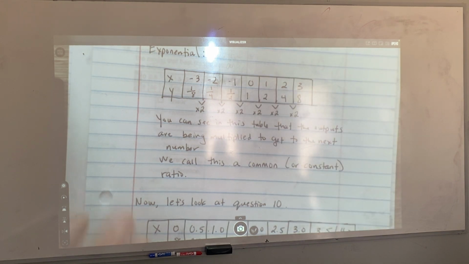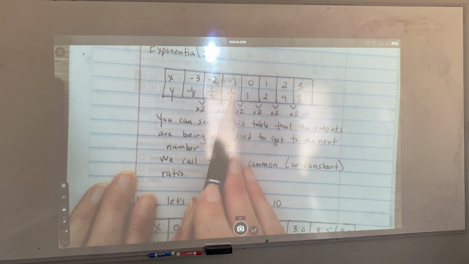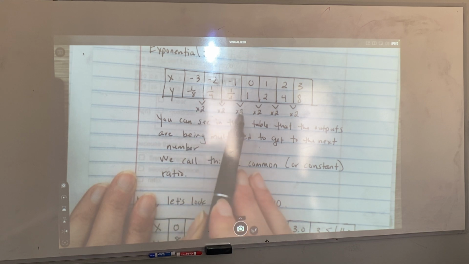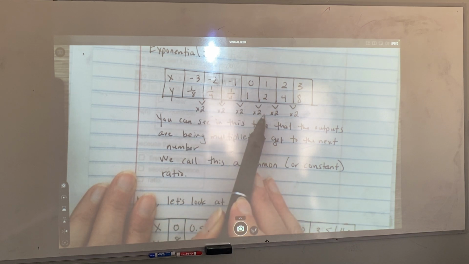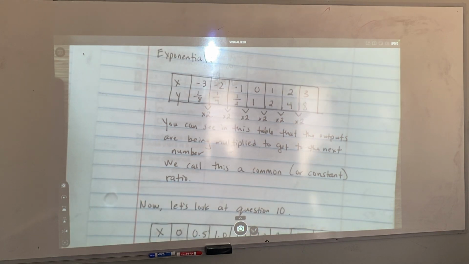What you'll notice about exponential tables is that from one y value to the next, you're multiplying by the exact same number. It's called a constant ratio. It's as simple as that, but you actually have to pay attention and stay the extra 30 seconds of class to get the information.